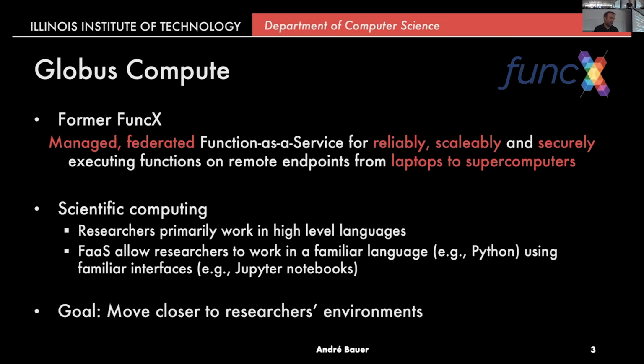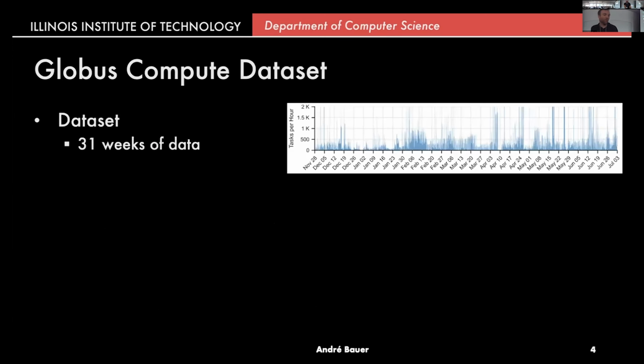And so for the Globus Compute dataset that I'm going to introduce now, we were collecting data with the help of Ryan here. He sent me a lot of nice files that I had to parse. Basically, we have 31 weeks of data. Here are the hourly arrival rates. You see something is going on here. It's not a dead platform, something happens.